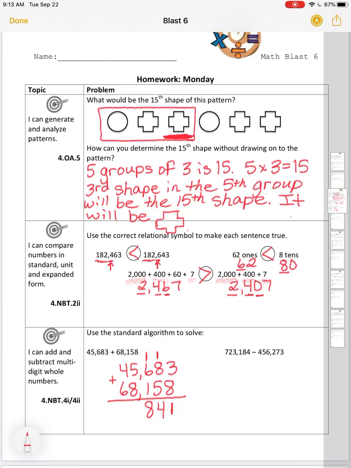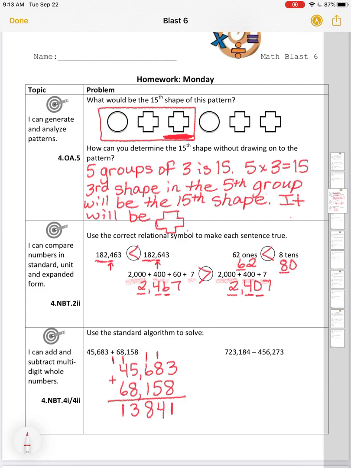Now I'm in my thousands column. I have 5 thousands and 8 thousands, which is 13 thousands. 3 will stay, 10 of those will bundle and make a 10,000. 1, 4, and 6 all in the 10 thousands place will make 11 10,000s.